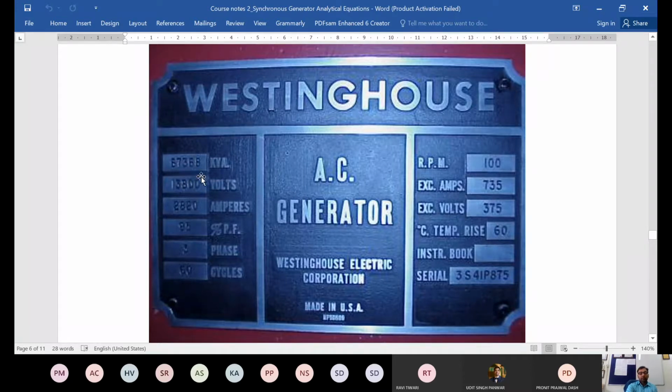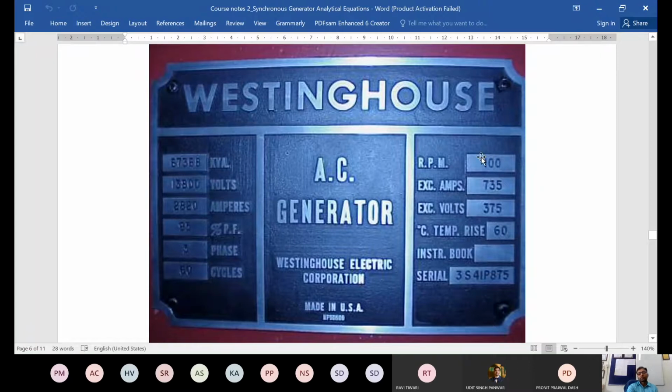So 67.3 MVA. Voltage output is 13,800 volts, that is 13.8 kV. The rated armature current is 2.8 kiloamperes, 2,820 amperes. The rated power factor is 95%. It's a three-phase machine, and 60 cycles, that means 60 hertz. It is designed for 60 hertz operation. That is obvious also, you can see it is made in USA. As we know, USA has the standard of 60 hertz. So this is a 60 hertz machine.